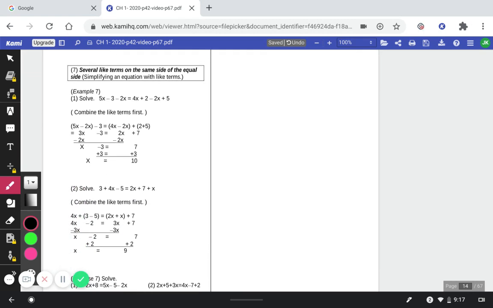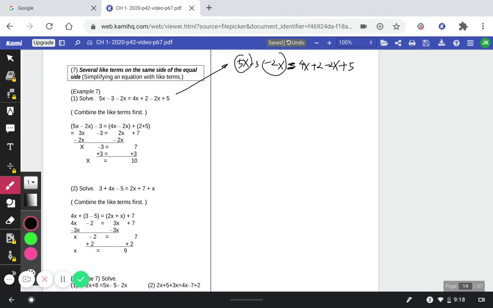Now, how about several like terms on the same side of the equal sign? The way you do that is simplifying the equation with the like terms first. So, for example, you want to solve an equation that looks like 5x minus 3 minus 2x equals 4x plus 2 minus 2x plus 5. So here is the equal sign, but you have more than one x on the same side. So what do you do? You combine them.